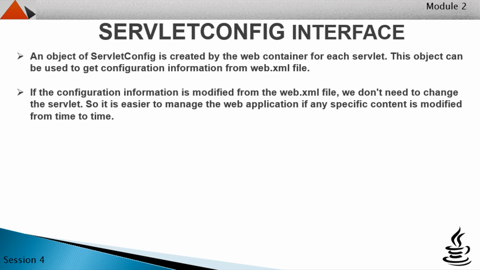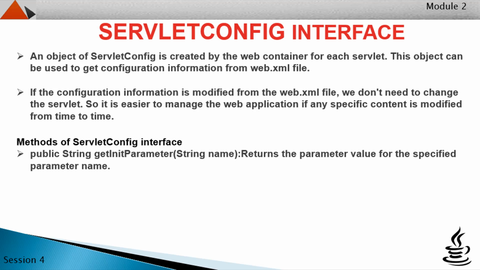An object of ServletConfig is created by the web container for each Servlet. This object can be used to get configuration information from the web.xml file. If the configuration information is modified in the web.xml file, we don't need to change the Servlet. So it is easier to manage the web application if any specific content is modified from time to time. The core advantage of ServletConfig is that you don't need to edit the Servlet file if information is modified in the web.xml file. Methods of the ServletConfig interface.